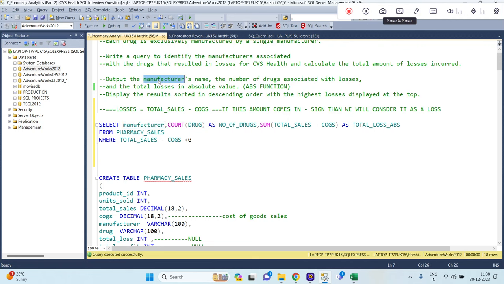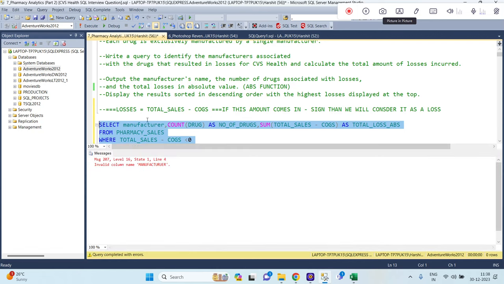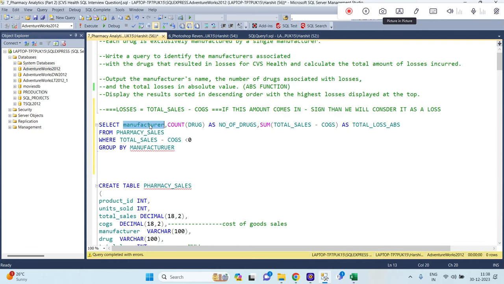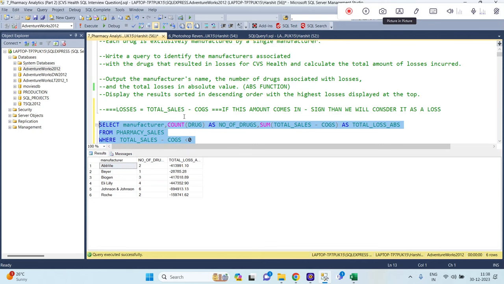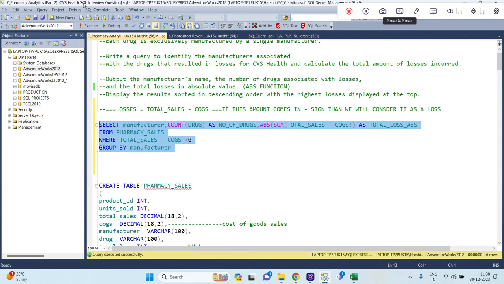Other columns should be available in the group by condition. So now if we do it like this, let me write group by manufacturer. Okay, now everywhere the minus sign is coming, right? So for that we need to convert it into absolute value, so the minus sign will be gone now.